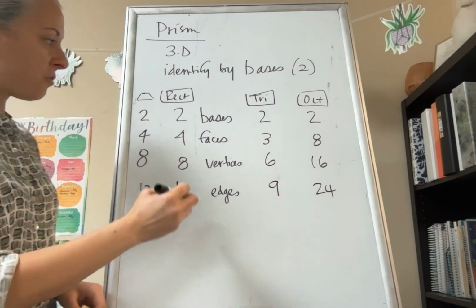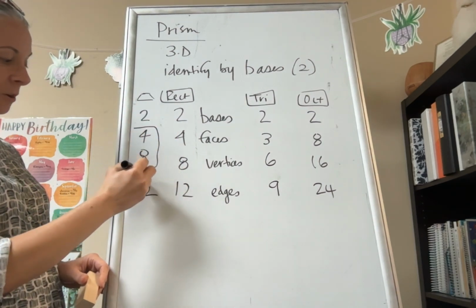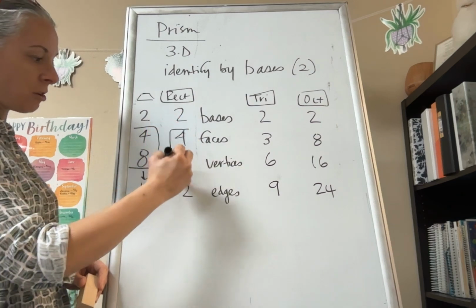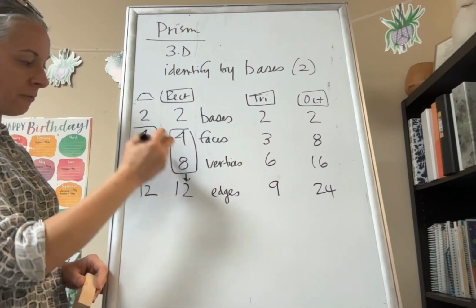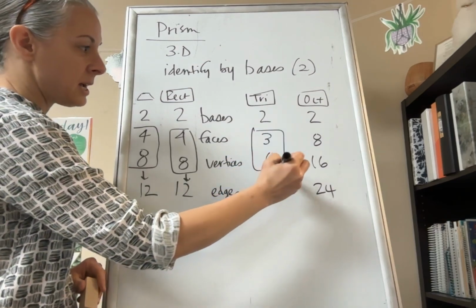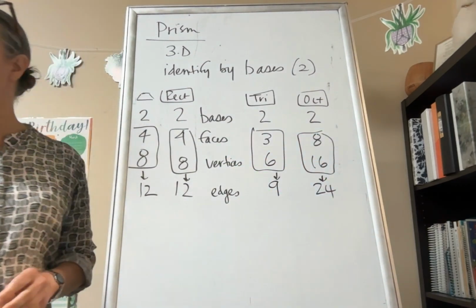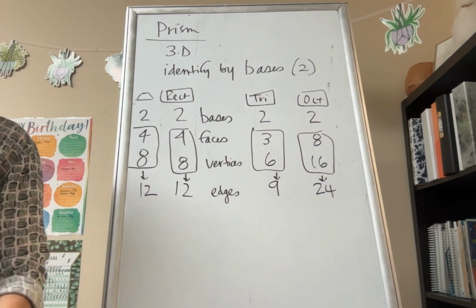12. Look at this. If we add the faces and the vertices together, it'll tell us how many edges there are, right? 4 and 8 make 12. 3 and 6 make 9. 8 and 16 make 24. You see that? Okay.